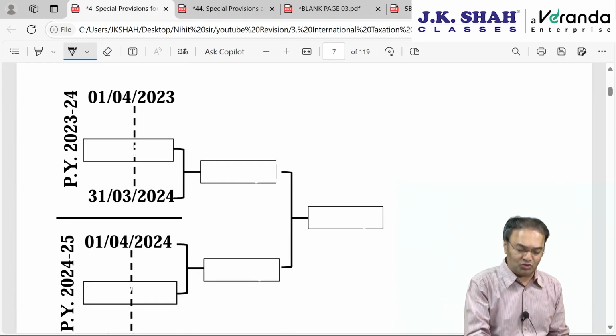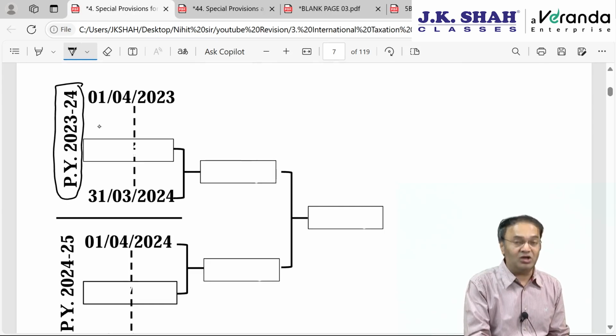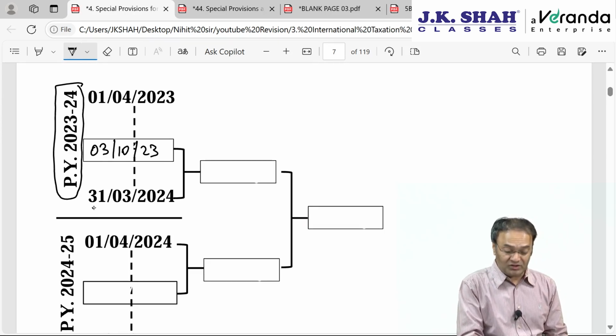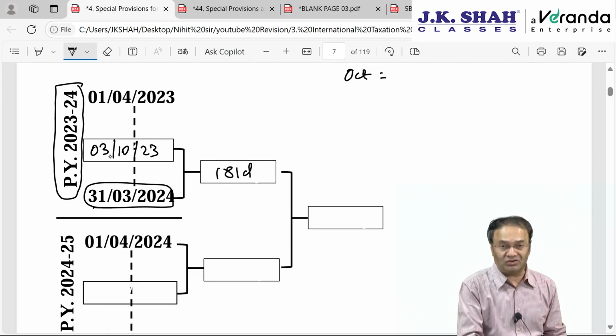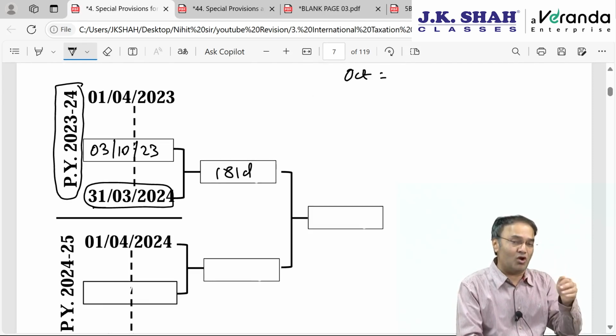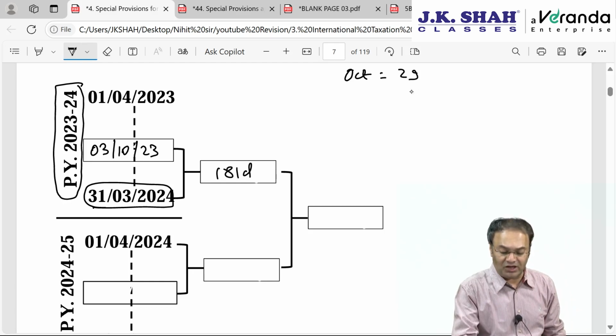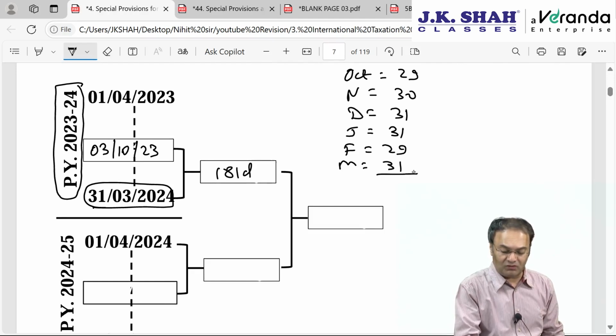For example, he comes to India in previous year 23-24, on 3rd October 2023. Till 31st March he would be present in India for exactly 181 days. How? October month: he came to India on 3rd October, that means the first 2 days he was not there, so he was there in India for 29 days. November 30 days, December 31 days, January 31 days, February 29 days this time, that's why be careful, and March 31 days. Total will be 181 days.